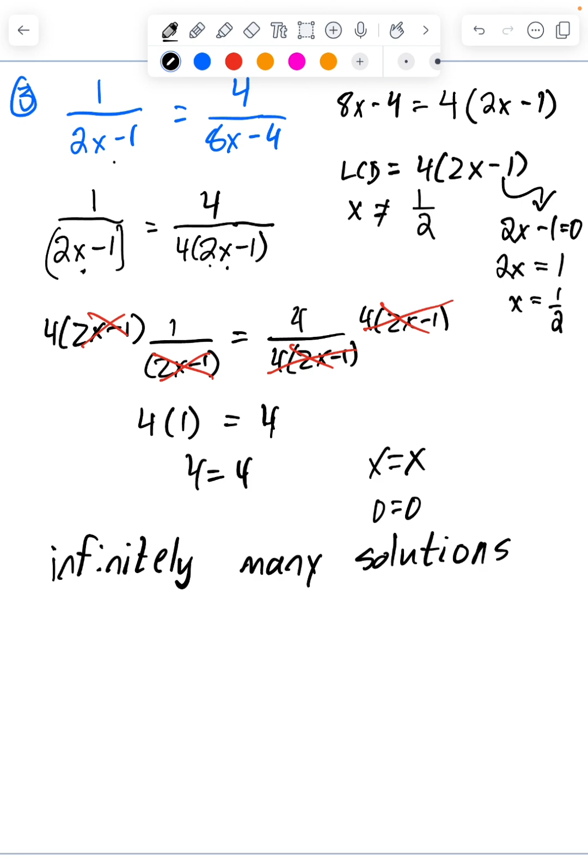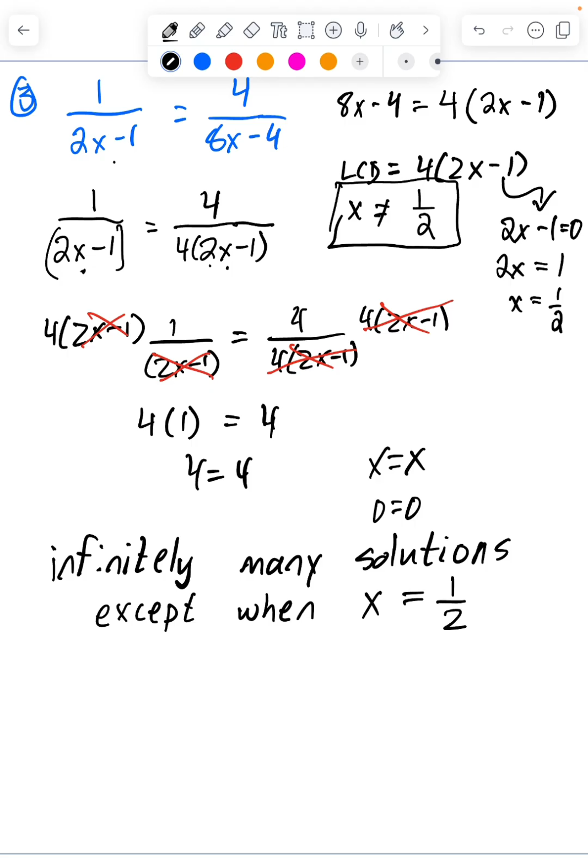Infinitely many solutions, except for just one. There's one solution that cannot be used, which is this one. This is the only extraneous solution, when x is 1/2. Infinitely many solutions except when x equals 1/2. I can put in any other number for x and it'll work.